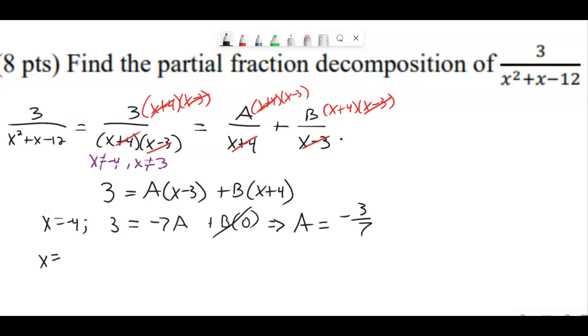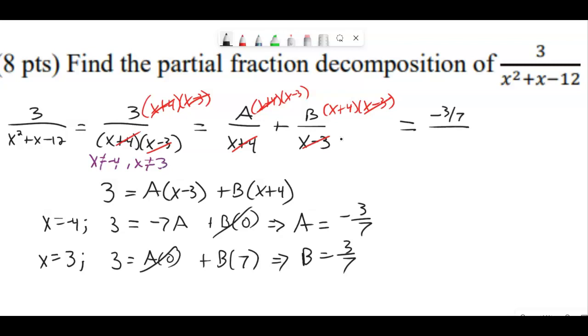Similarly, if we use the other value that was once restricted from the domain in this new polynomial equation, again, something cool happens. Plugging in 3 will give you A times 0. That one's gone. And B times 7, giving us B equals 3/7. So therefore, our final answer is the initial expression is equal to negative 3/7 divided by x plus 4 plus 3/7 divided by x minus 3.